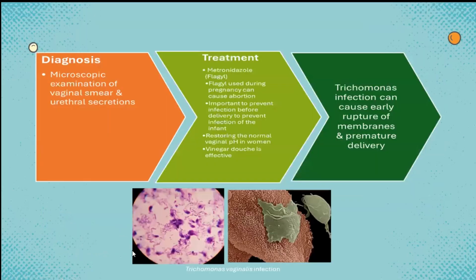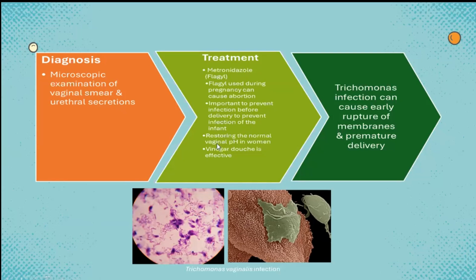Next is the diagnosis: microscopic examination of vaginal smears and uterine secretions. And the treatment is metronidazole, Flagyl. Flagyl used during pregnancy can cause abortions. And the third one, it's important to prevent infections before delivery to prevent infections of the infants.